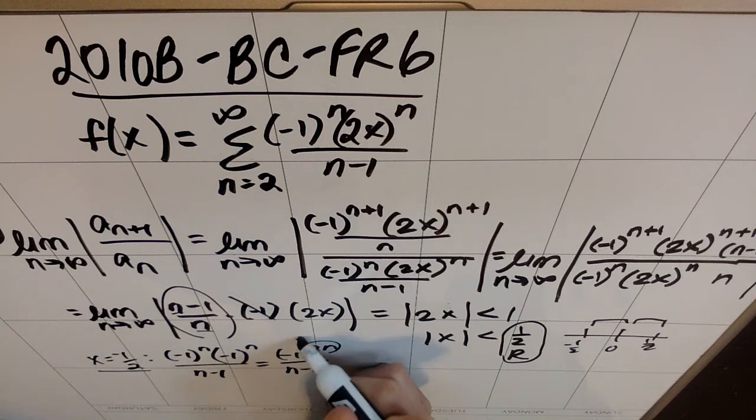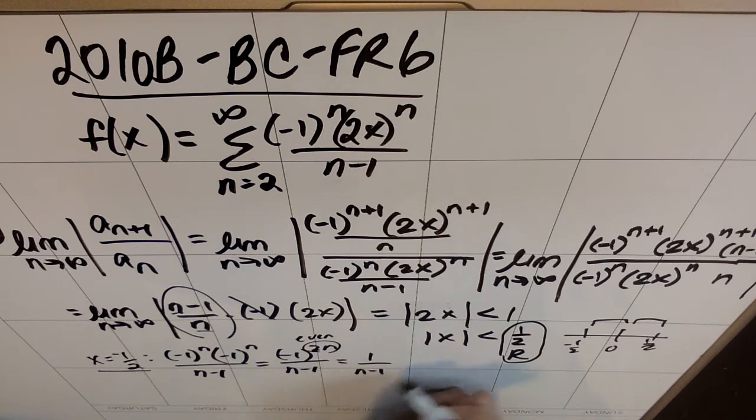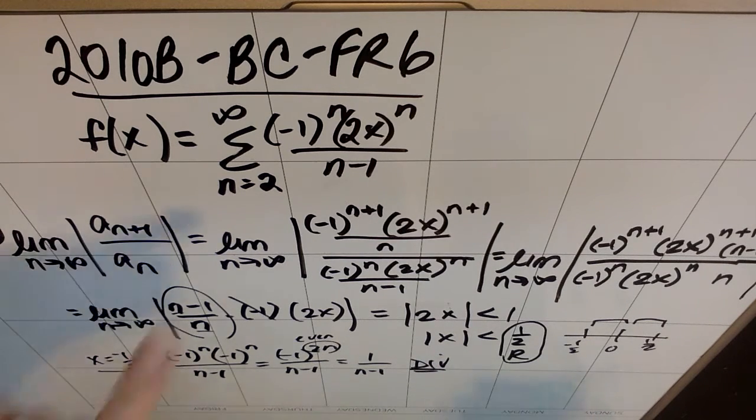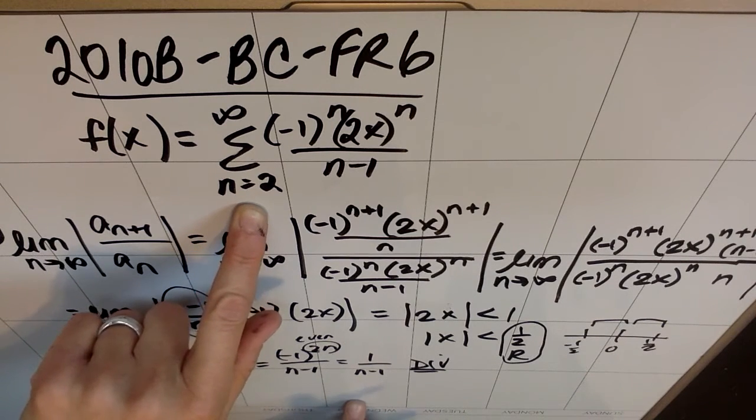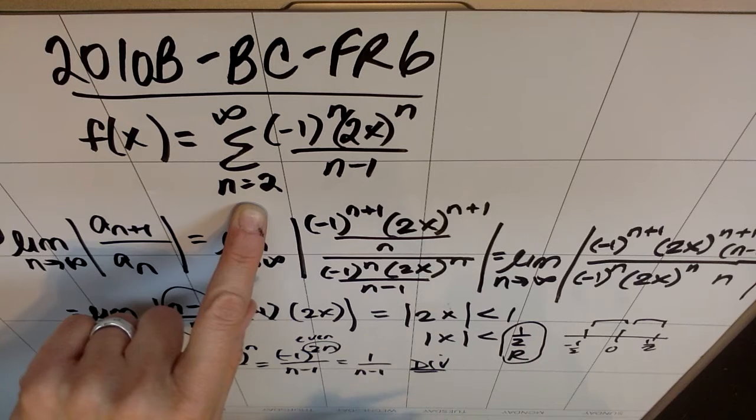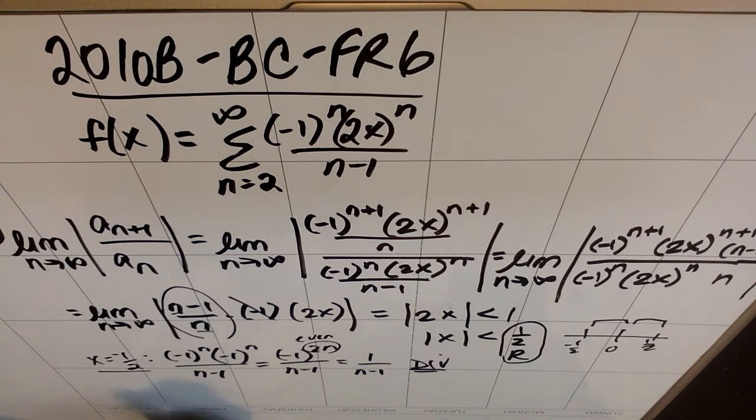Well, this is an even number. A negative 1 to an even power is going to come out as a regular 1. So this diverges because this is the harmonic series. You might think, oh, the harmonic series is 1 over n, but notice you're starting at n is 2 here. This is the harmonic series. It starts with 1 over 1, and then 1 over 2, and then 1 over 3, and then 1 over 4. So that diverges.